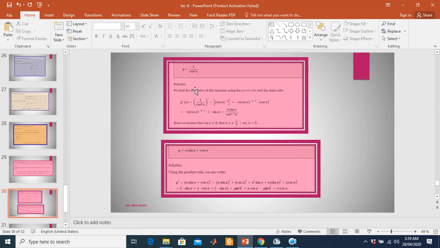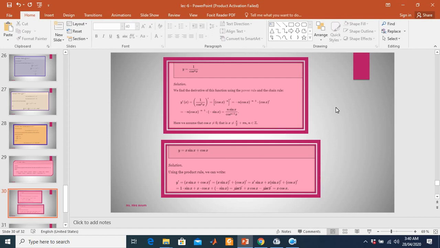Now we have another example, y equals 1 over cos^n x. We are taking the derivative of this. We take the denominator to the numerator, so the power becomes minus n: cos x power minus n. We take the derivative of this, which becomes minus n cos x power minus n minus 1, and the inner part derivative: cos x has derivative minus sin x. So it becomes n sin x over cos^(n plus 1) x.